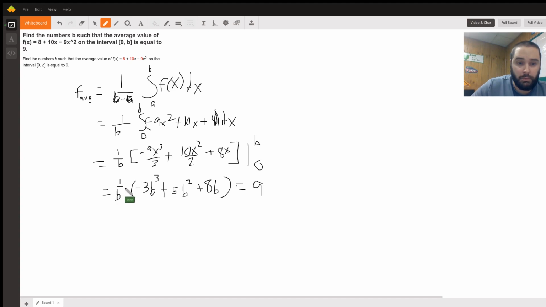But since it's 1 over b here, we can actually just cancel out a b since we're dividing everything by b. So this reduces to negative 3b squared. This 5b squared, after you multiply by 1 over b, just becomes plus 5b. This 8b, after you multiply by 1 over b, just becomes 8, equals 9. I'm going to switch to another board.